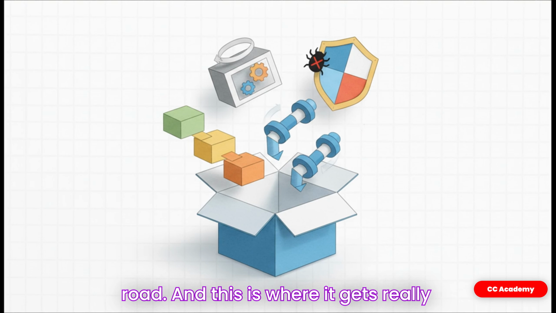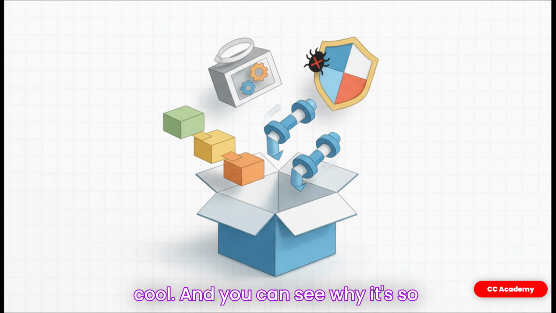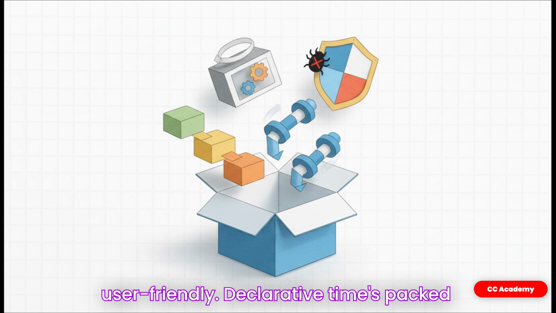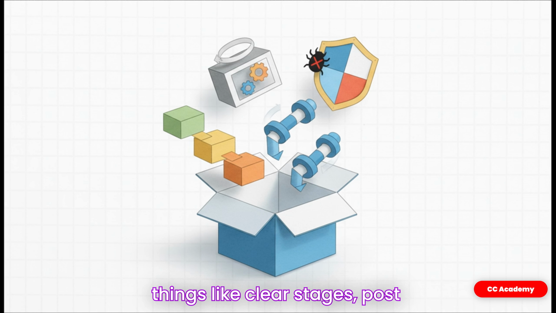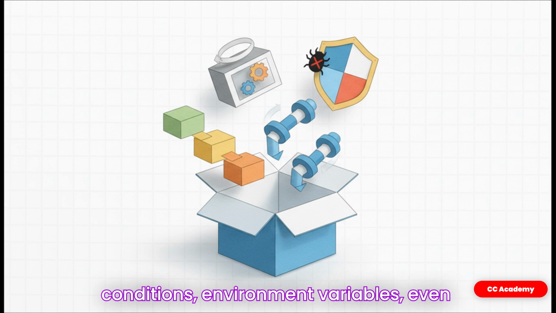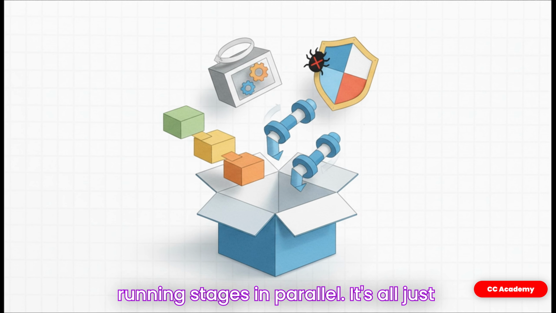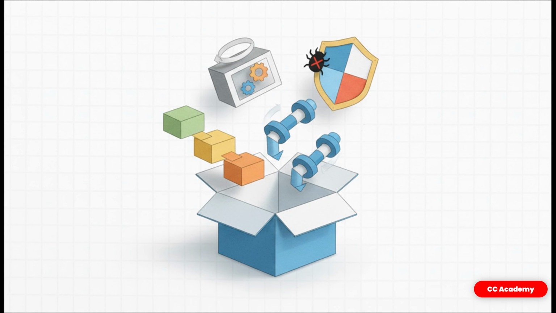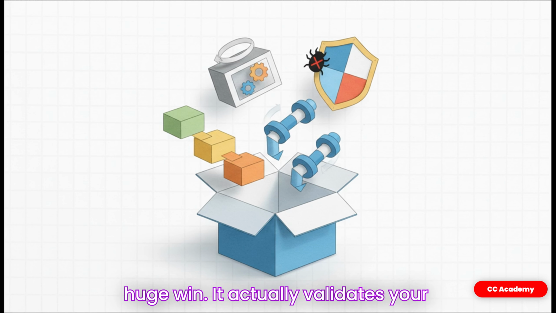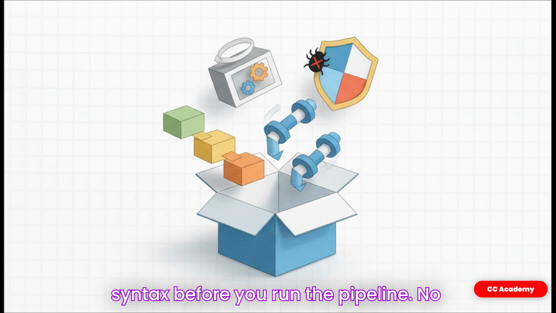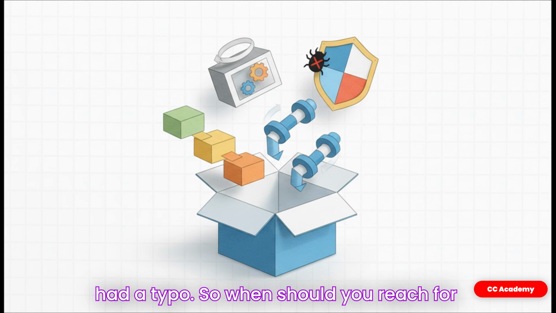And this is where it gets really cool, and you can see why it's so user-friendly. Declarative comes packed with all these built-in goodies that you'd normally have to code from scratch. Things like clear stages, post conditions, environment variables, even running stages in parallel. It's all just there. And here's the kicker, a huge win: it actually validates your syntax before you run the pipeline. No more waiting 5 minutes to find out you had a typo.